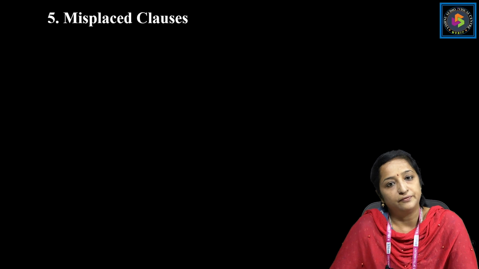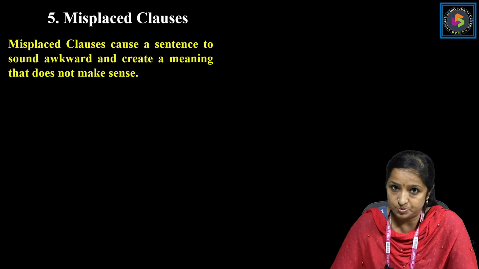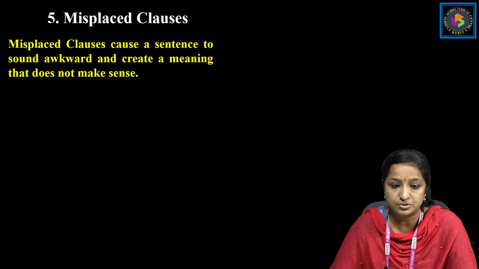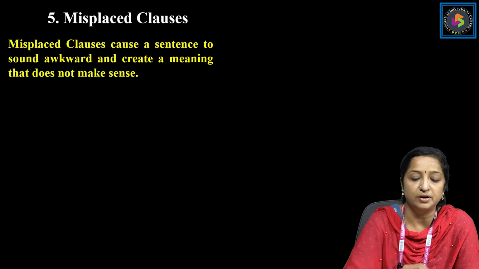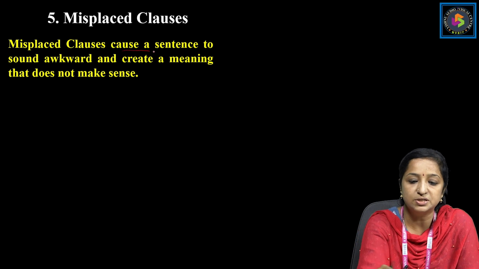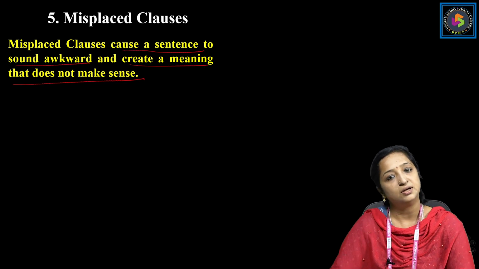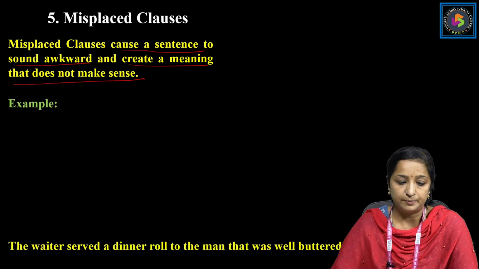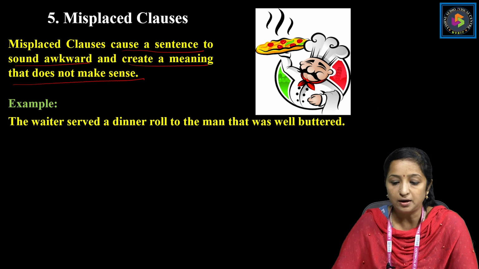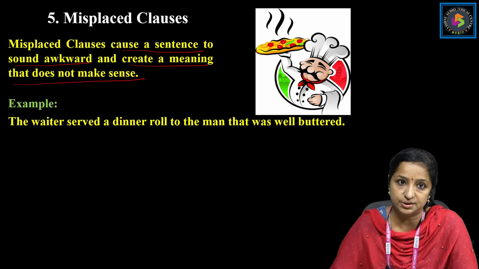Now, let us go with the fifth kind, that is misplaced clauses. Same as misplaced phrases, misplaced clauses also cause a sentence to sound awkward and create a meaning that does not make sense. For example, the waiter served a dinner roll to the man that was well buttered.